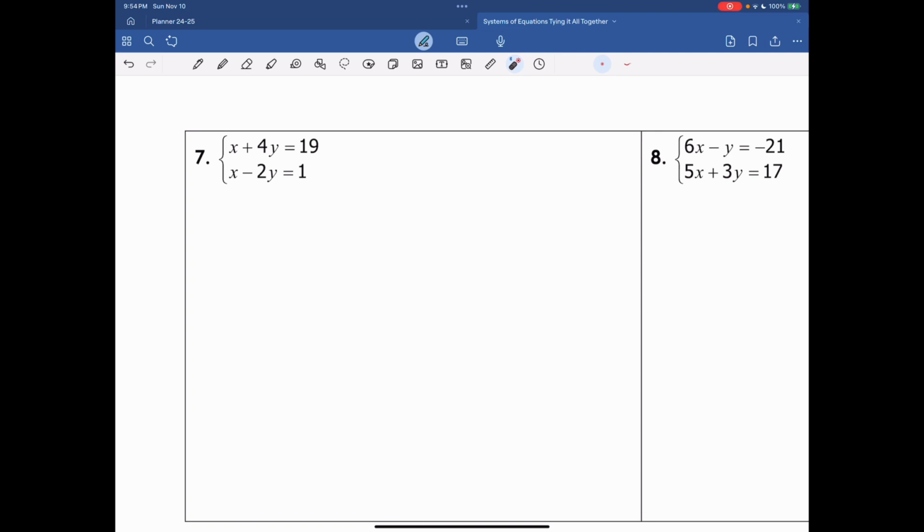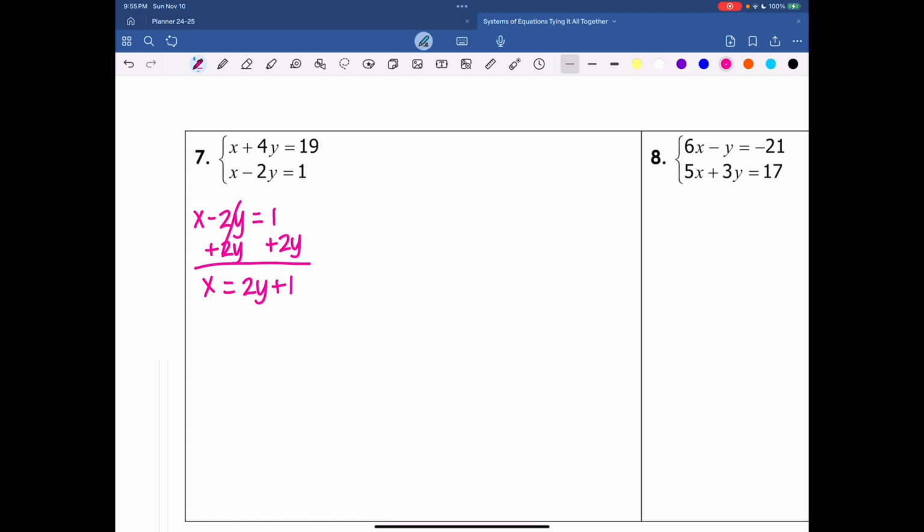And so we need to solve one of our equations. Here I can either solve the top equation for x or the bottom equation for x. Personally, I think it's going to be easier to solve the bottom equation. So here I have x minus 2y equals 1. The reason I want to solve for x here is because x is already by itself. I already have a coefficient of 1 here. So I'm going to add 2y over to the other side, and I end up with x equals 2y plus 1.